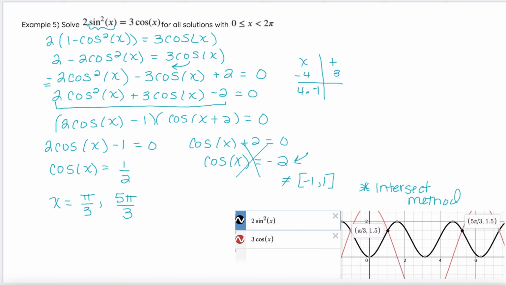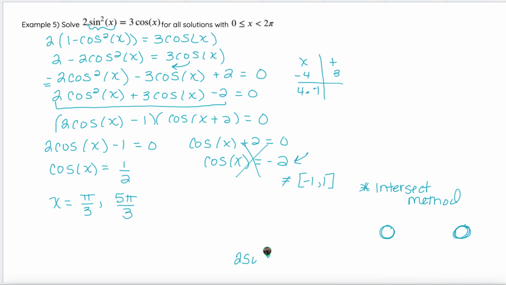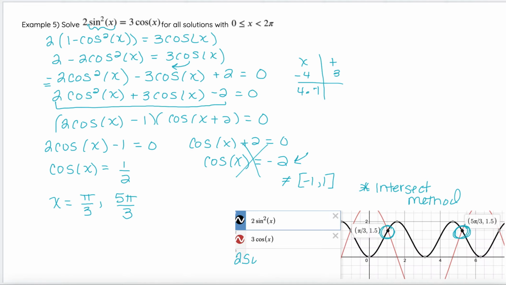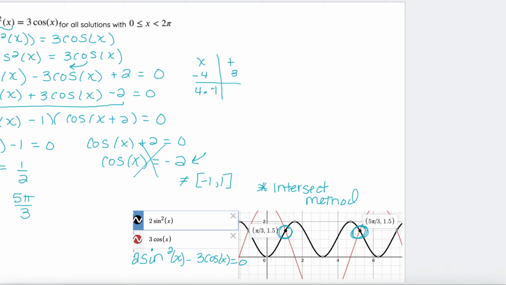So notice where the red graph, 3 cosine of x, crosses the black graph of 2 sine squared of x is at pi over 3 and 5 pi over 3 as well. So another way in which we can find the solutions. Or you could have set the equation as 2 sine squared of x minus 3 cosine of x and set it equal to 0 and found where it crossed the x-axis. Let's try another example.